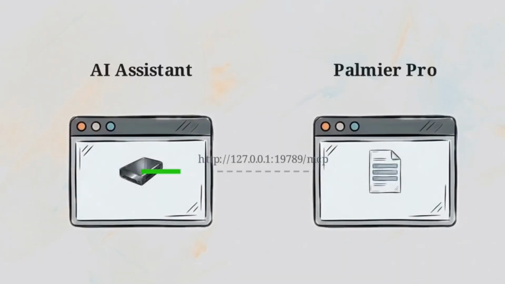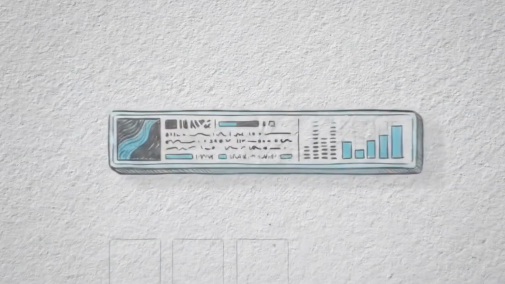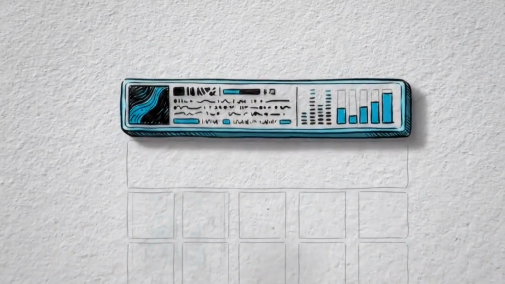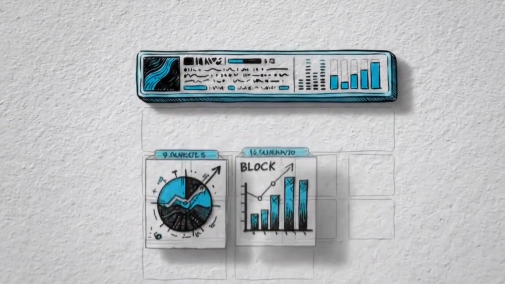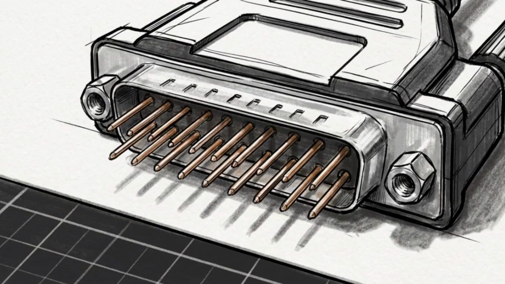Now we can verify that the two applications are communicating correctly. In your AI assistant's chat window, type the command, "Look at my timeline" in Palmier Pro. The agent should respond by providing a detailed list of the clips and edits currently on your screen. If the agent cannot find the server, ensure that a project is actually open in Palmier Pro. The connection will stay inactive if the editor is empty.